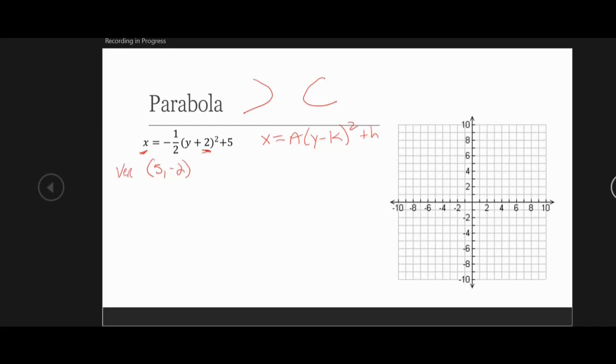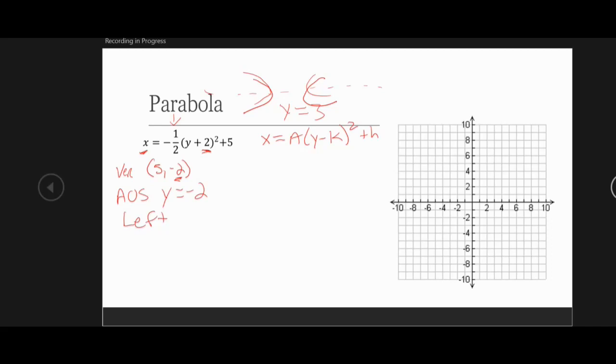And then we can figure out the axis of symmetry. Again, because it's going to open left or right, the axis of symmetry is going to be a horizontal line. So we're talking about a line like y equals 3 or something like that. Now, the axis of symmetry is going to be whatever the y value is from the vertex. So it's -2. And because a is negative here, it's going to open to the left. So that should be something that you expect.